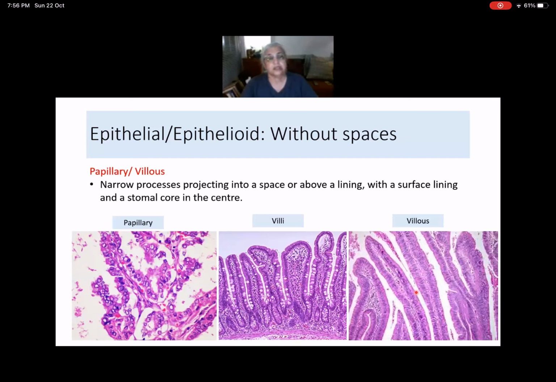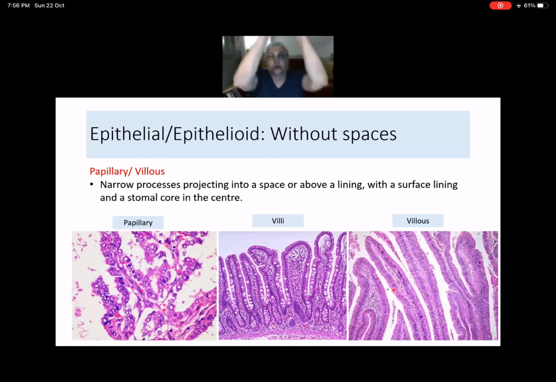So this is papillary carcinoma of the thyroid. This is a villus adenoma of the colon, and you can see how similar these look. Now you might turn around and ask me, why don't we call this a villus?